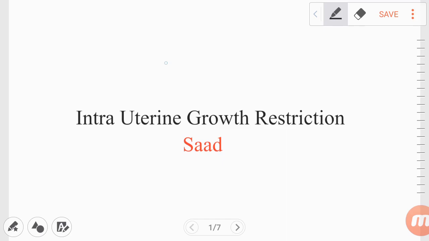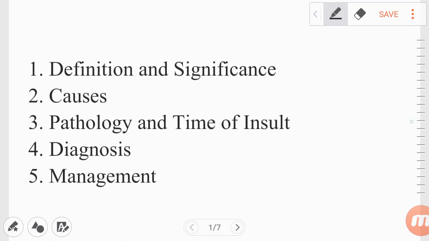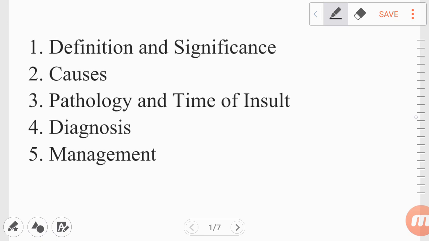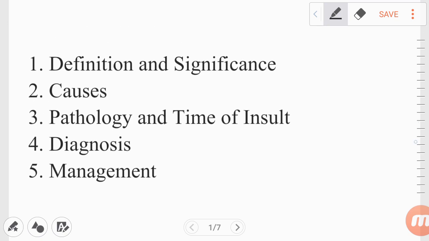Today we'll be discussing the topic of intrauterine growth restriction. First of all, let me introduce you to the outline of this entire discussion. We'll first talk about the definition and significance of intrauterine growth restriction. Then we'll talk about the common causes of intrauterine growth restriction. Then we'll move on to the pathology and time of insult and diagnosis, and then finally management.